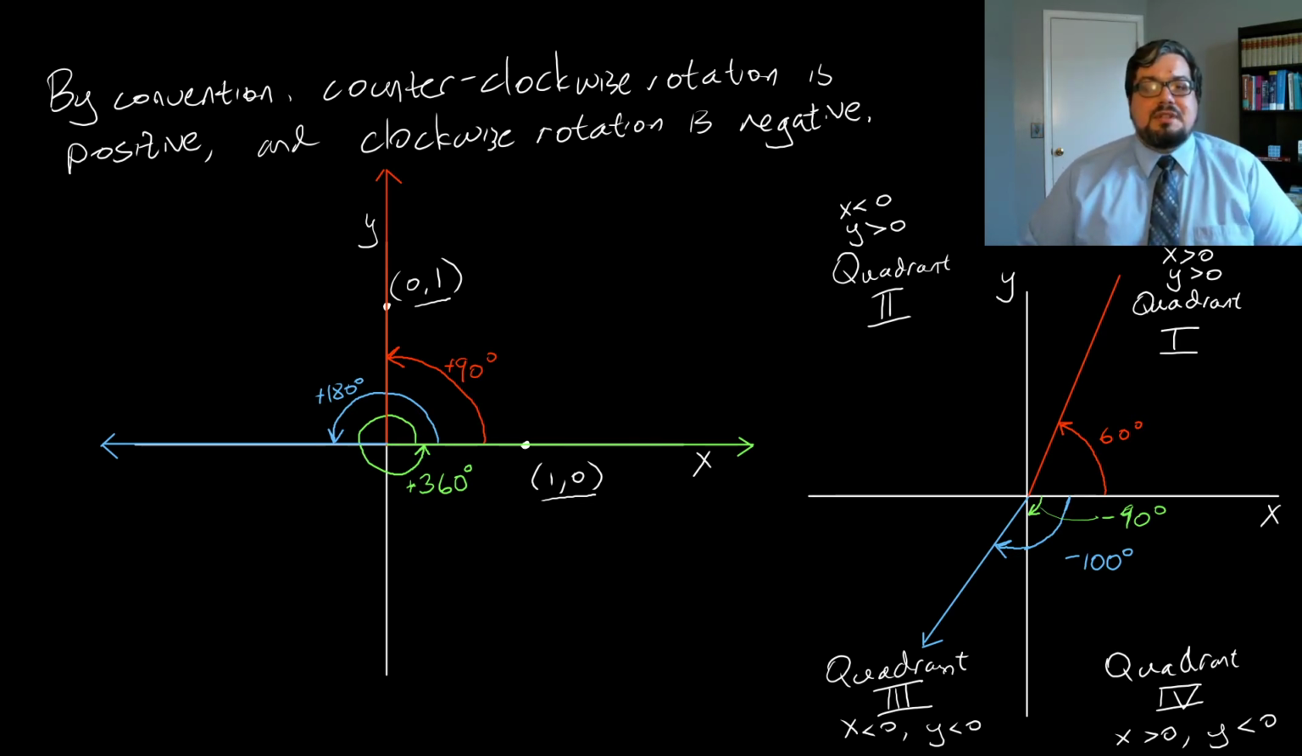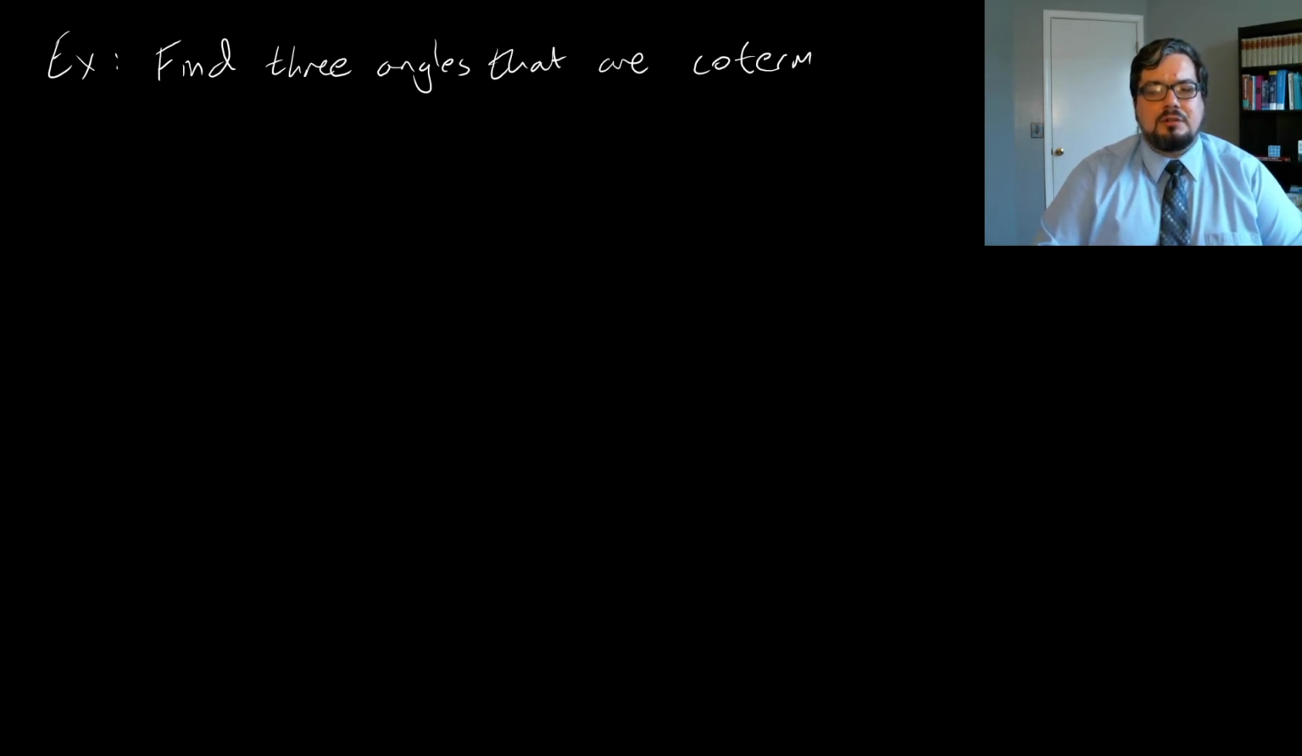Now we can use this knowledge that 360 degrees around gives us a full revolution in order to solve problems of the following type. Let's look at the following example. Find, let's say, 3 angles that are coterminal with 30 degrees.